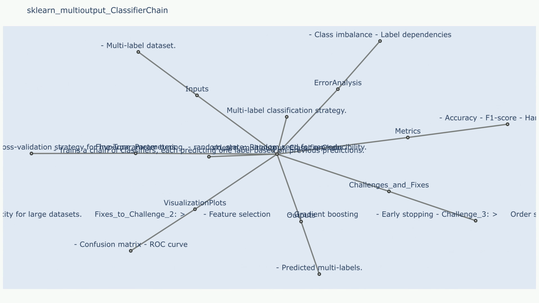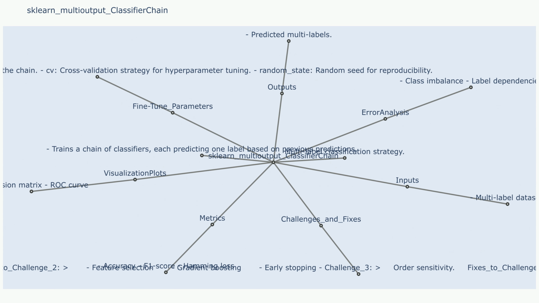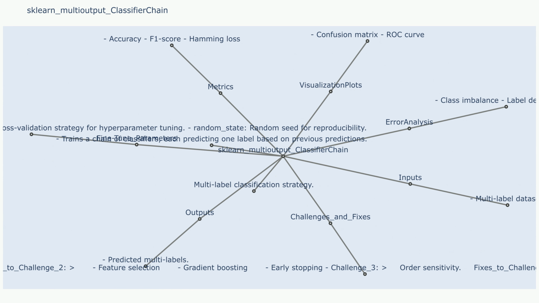Overfitting if the chain is too complex. A long chain with multiple classifiers can overfit to the training data. Use regularization techniques on the base estimators, e.g., L1 or L2 regularization, or employ ensemble methods to reduce overfitting.